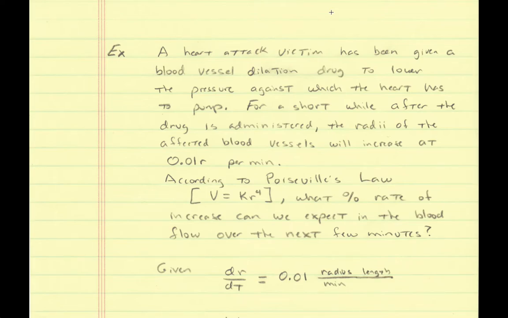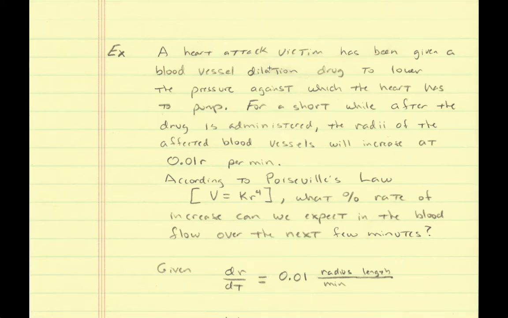For a short while after the drug is administered, the radii of the affected blood vessels will increase at 0.01 radians per minute. Now, according to this French mathematician's law, and I did not take French, so I won't even try to pronounce his name, the volume is equal to a constant times the radius to the fourth power. Our question is, what percentage rate of increase can we expect in the blood flow over the next few minutes?